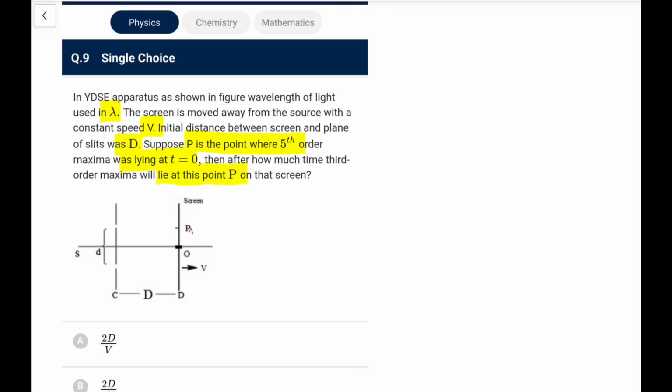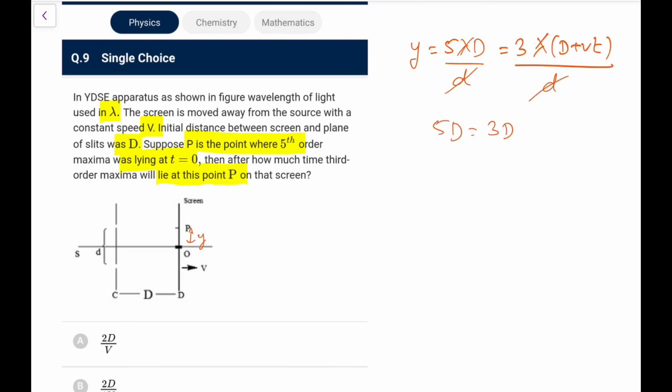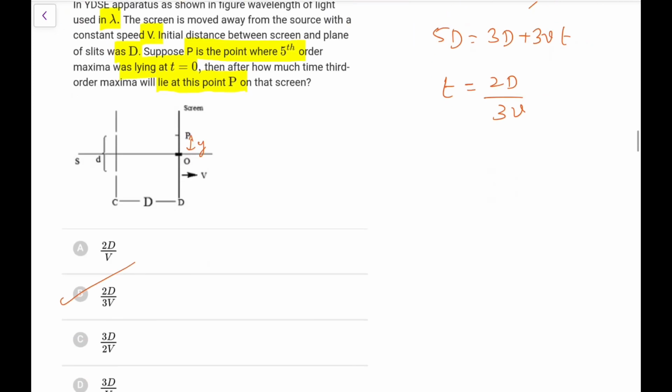So what we have, this gap will remain the same. Initially this y was 5 lambda D by d. Now finally it should be 3 lambda, and that distance after t will become (D plus vt) by d. So this goes, this goes. So 5D is 3D plus 3vt. So t directly comes out as 2D by 3v. So I'll go for option B, again an easy one.